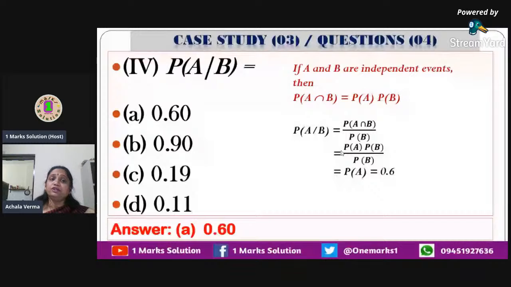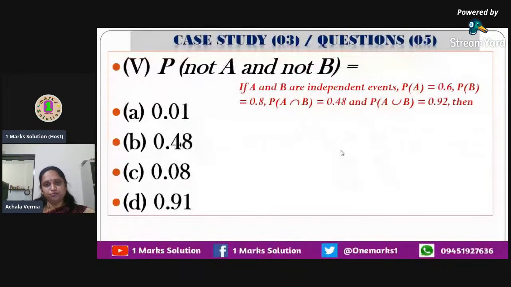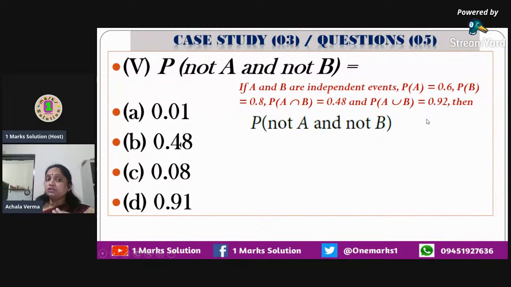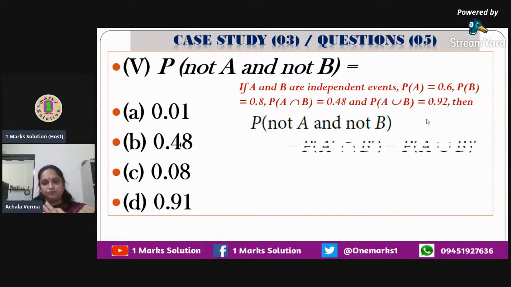Then probability of not A and not B. The complement of a set, that particular concept is applied here. You already know A and B are independent, and all this information: P of A is 0.6, P of B is 0.8, P of A intersection B is 0.48, and P of A union B is 0.92. Then, what is probability of not A and not B?